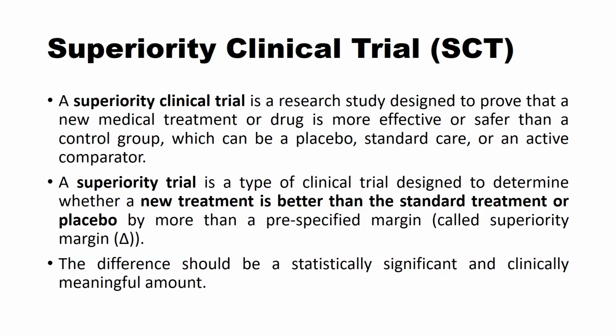So group 1 is group A. Group A is a new treatment, new drug. And group B may be placebo, standard care, or an active comparator. In a superiority clinical trial, we want to see that group A is better than group B. So this is our hypothesis. It is called the alternative hypothesis or research hypothesis: group A is better than group B.